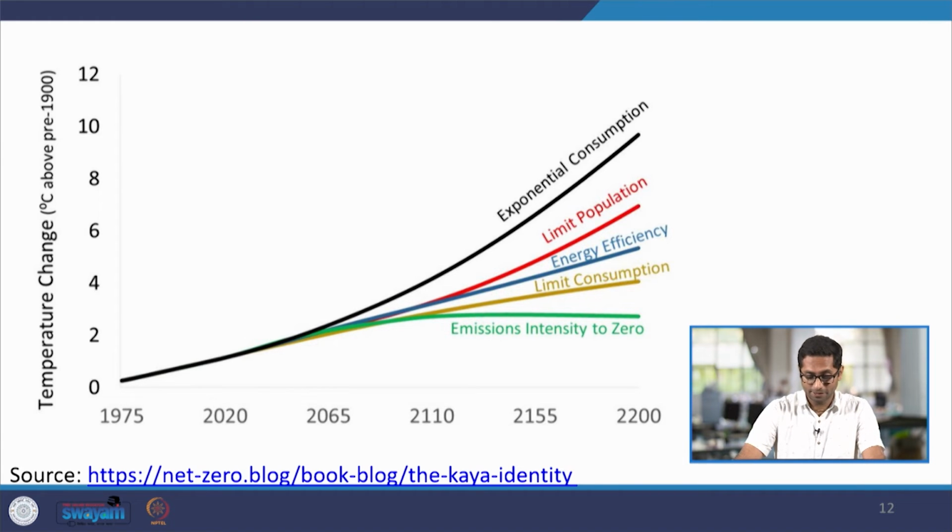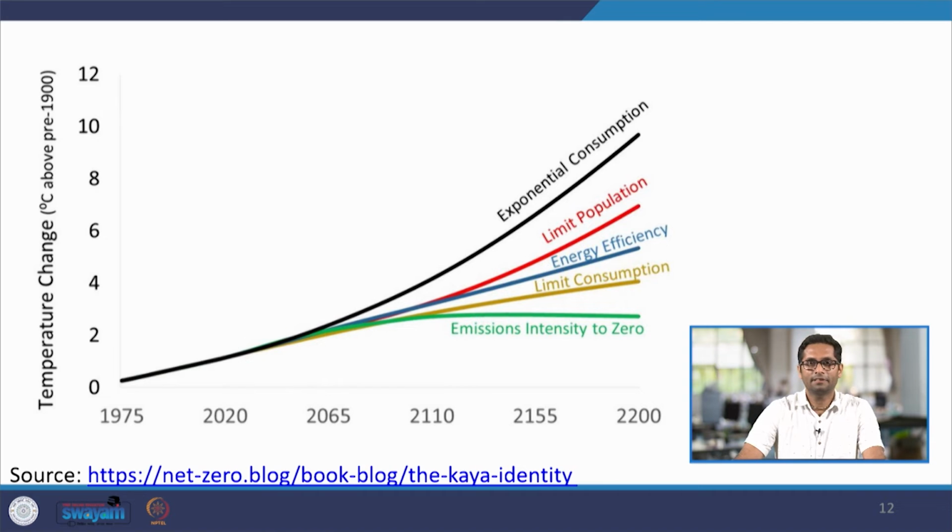Then comes reducing the emission intensity to zero. Let us use the sources of energy which do not emit any CO2 emissions into the atmosphere, and that is the only strategy in which the temperature rise could peak and could also slow down in the future, and it has the ability to slow down or decrease in the future. And this is one of the reasons why the different countries are going towards cleaner fuels and net zero targets.